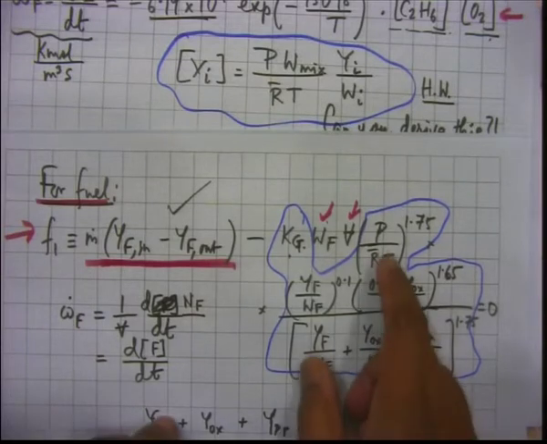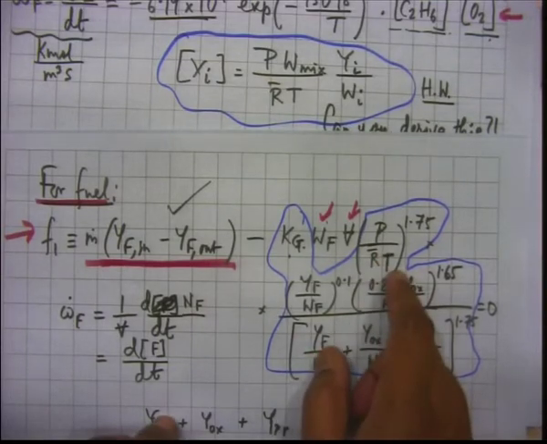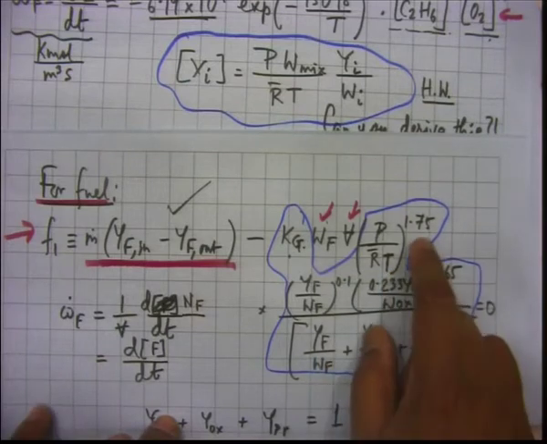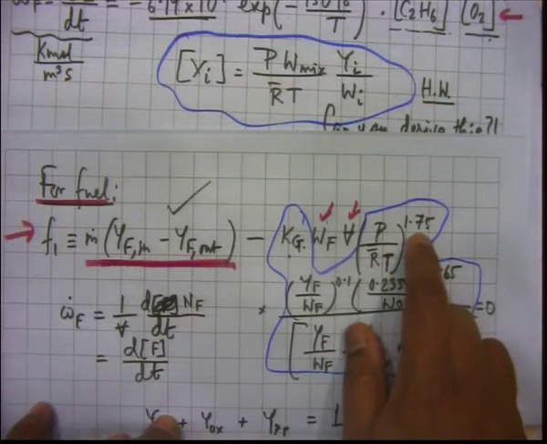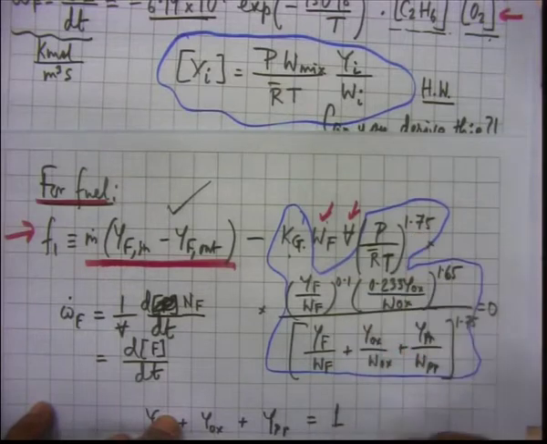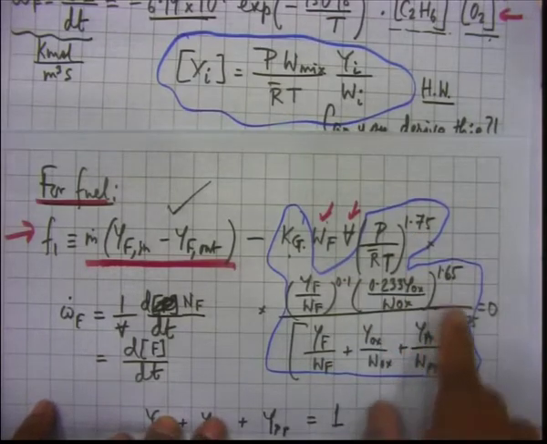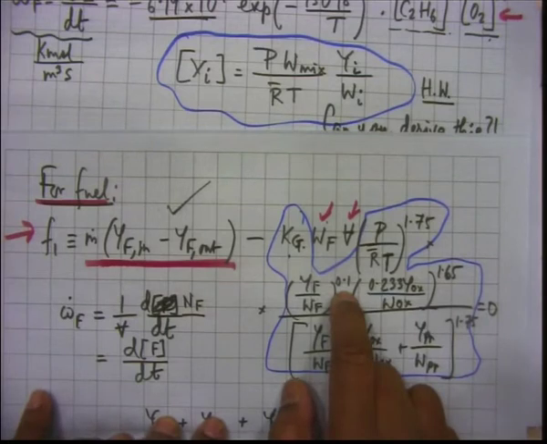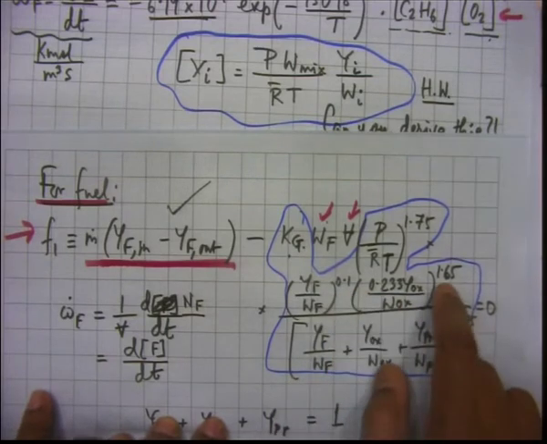So, now we understand that P by R bar T must have come from the conversion of concentrations to mass fractions, correct. You understand that 1.75 must be m plus n, and this 0.1 is m and 1.65 is n. Okay.